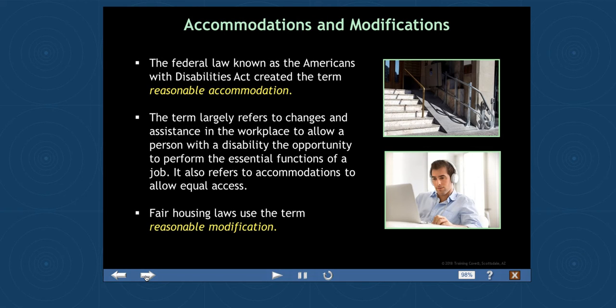The federal law, known as the Americans with Disabilities Act, created the term reasonable accommodation. The term largely refers to changes and assistance in the workplace to allow a person with a disability the opportunity to perform the essential functions of a job. It also refers to accommodations to allow equal access. Fair housing laws use the term reasonable modification.